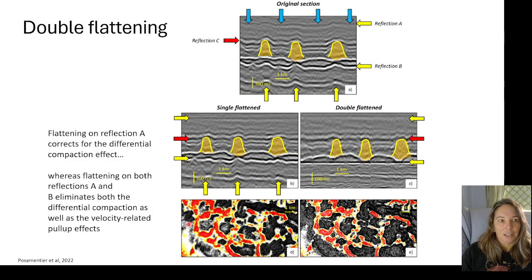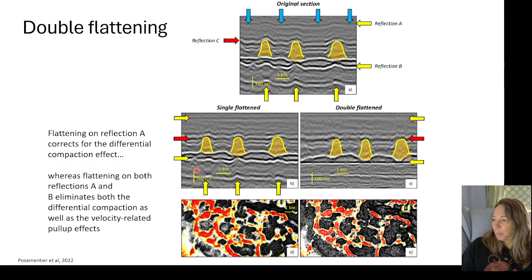You can also do a technique called double flattening. And so in this case, let's see if I've got this marked well. We've got a reflection A up here on the top, if you could follow my cursor, a reflection B down here on the bottom, and then we've got these carbonate reefs in the middle. And so if we flatten on the top horizon, so we're flattening on reflection A, we've done a single flattening.